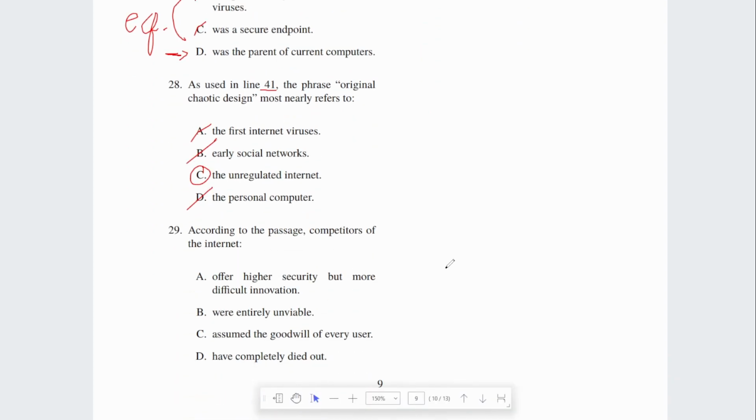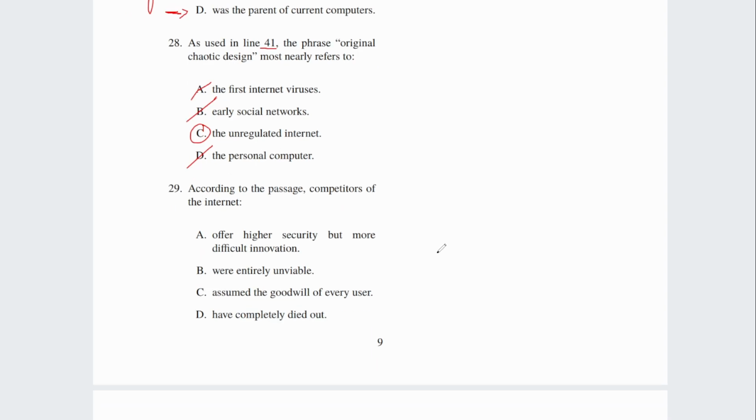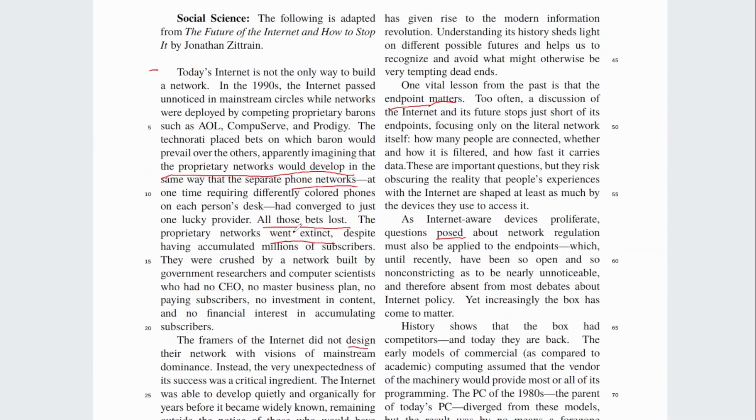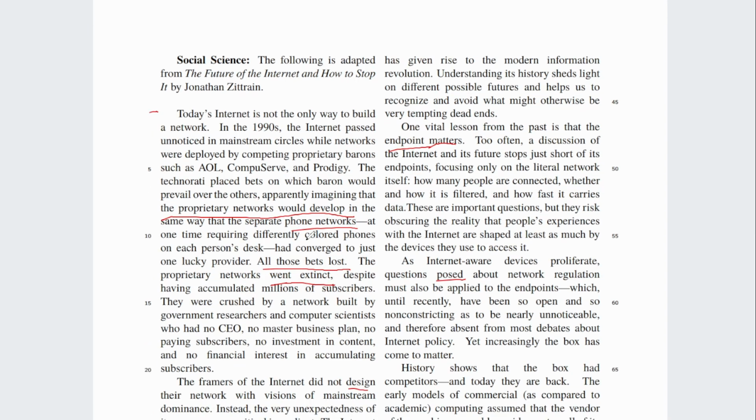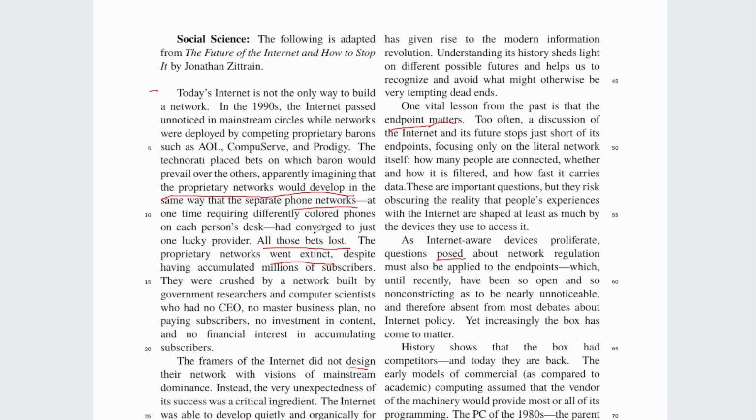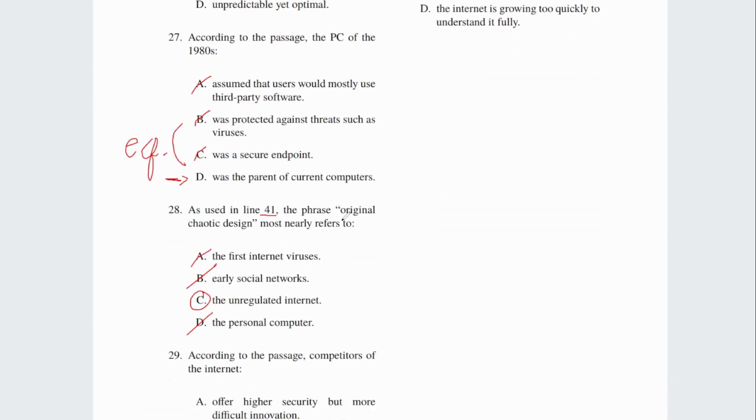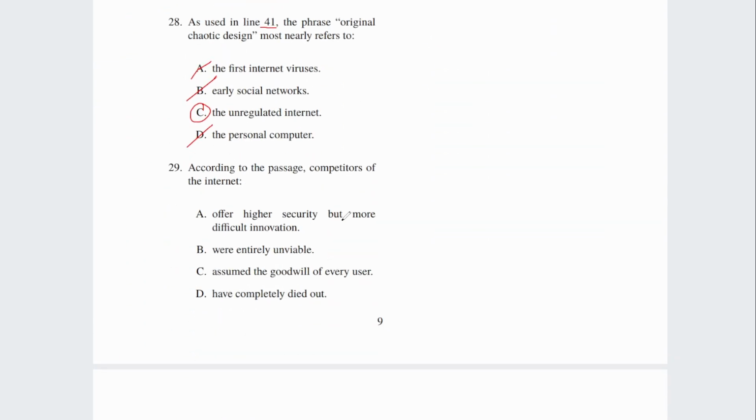Okay, another detailed question, question 29. According to the passage, competitors of the internet offer higher security but more difficult innovation, were entirely unviable, assumed the goodwill of every user, or have completely died out. Well, it doesn't sound like they were entirely unviable. If you remember this point about competitors of the internet, they actually had millions of subscribers, but they went extinct. So they were viable, but they still went extinct. They weren't entirely unviable.